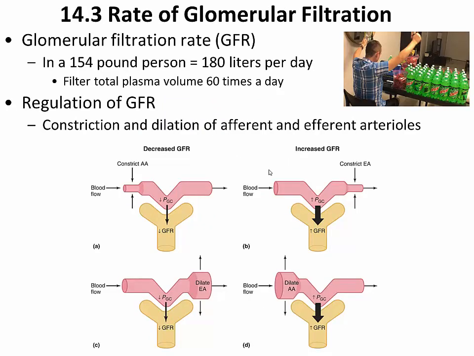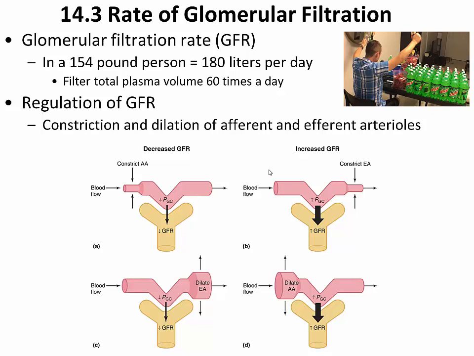That 16 millimeters of mercury creates a significant amount of filtration. The overall glomerular filtration rate in a 154-pound person is about 180 liters per day, the volume that would fit in 90 bottles of Mountain Dew, filters out of the human blood per day. Now, you've noticed you don't excrete 180 liters of urine per day, and you couldn't survive if you were doing that.